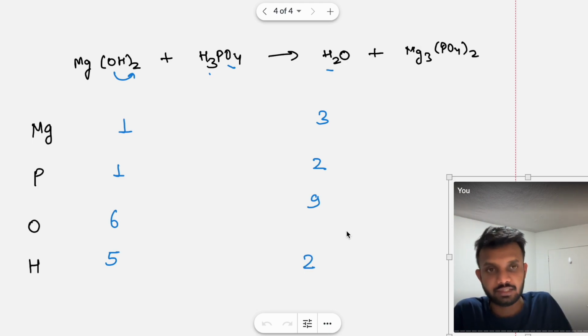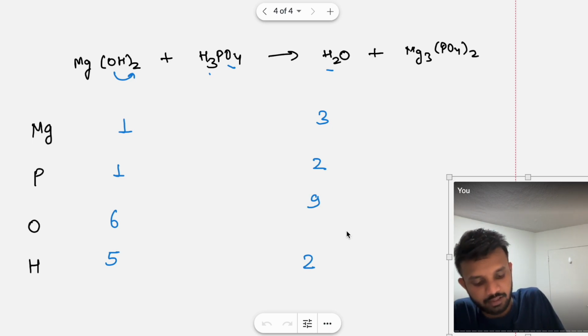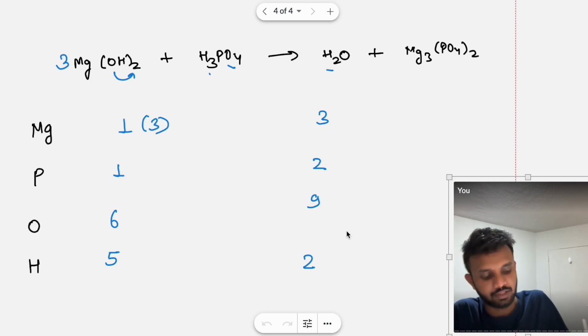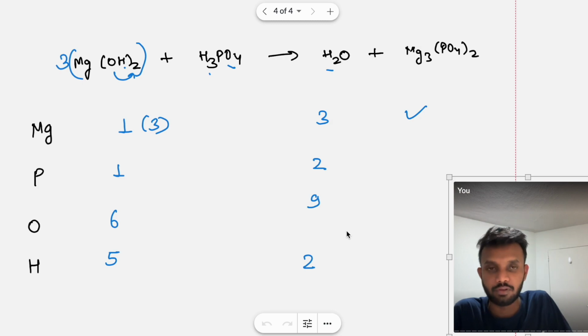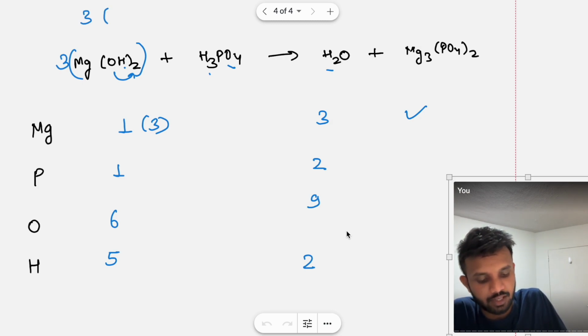Now first we'll balance the Mg. So we'll multiply here with the 3. So now I have 3 magnesium. So magnesium is balanced. Now I have multiplied this whole with the 3, so the number of oxygen and hydrogen will also change, right? So now for the oxygen, if we say this 3 and this is OH twice, so earlier I had 2 oxygen.